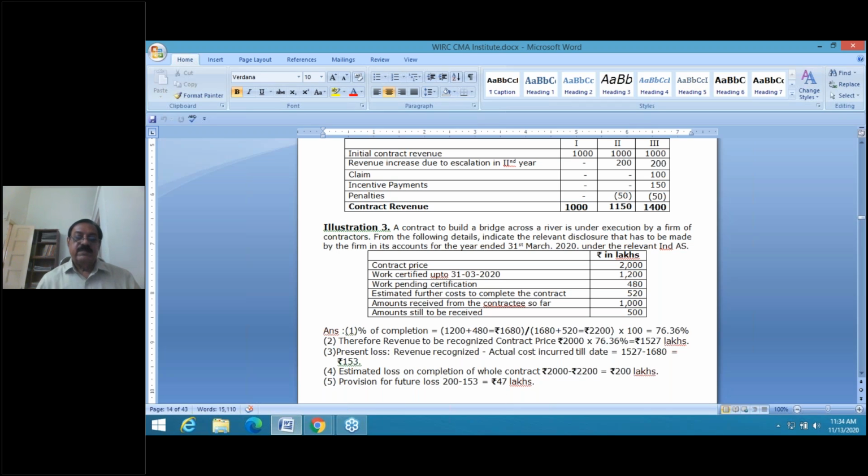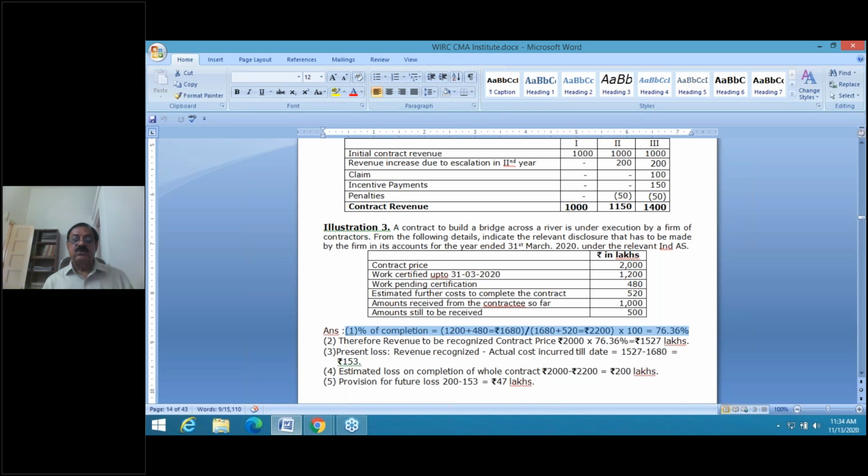Okay. Contract price is 2000. Work certified up to the year end is 1200 and pending for certification, that is uncertified, was 480. That means your total WIP is 1680. Total cost incurred till date is 1680. Further cost to complete will be 520. So 1680 plus 520 will be 2200, the total cost on completion of the whole contract. So friends, what is your degree of completion?